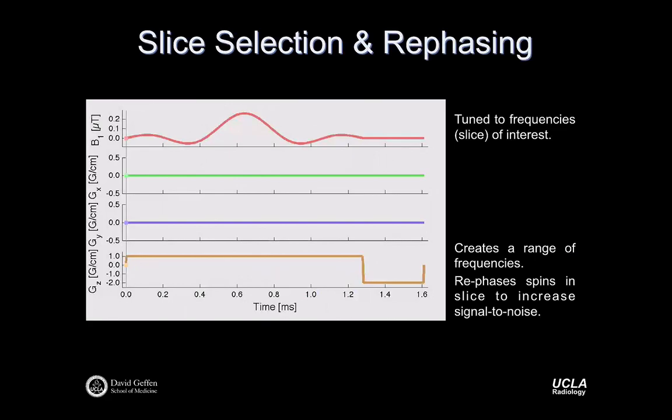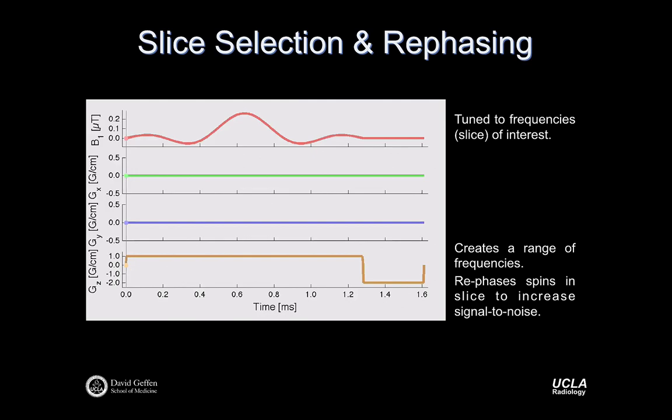Okay, so this I think we've seen probably enough already. We have an RF pulse tuned to the frequencies of interest. We're not worried about phase encoding or frequency encoding. The first part, the positive part of the slice selection gradient, is going to create a range of frequencies from head to toe. And then the second gradient, the slice select rephasing gradient, is going to rephase the spins to increase the overall signal to noise.